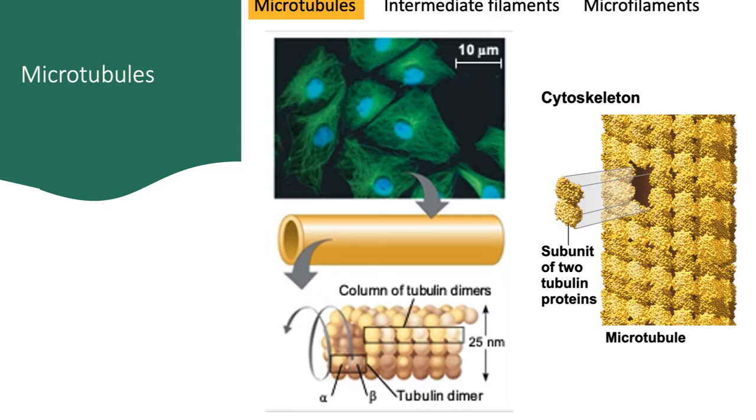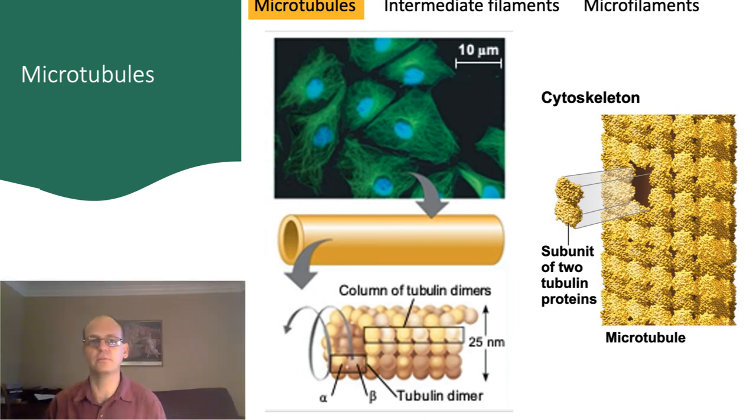The first element of the cytoskeleton we'll look at is microtubules. Microtubules are the thickest components of the cytoskeleton, and they're composed of a protein called tubulin. Actually, the basic building block is a dimer of two proteins, alpha tubulin and beta tubulin. The tubulin assembles into a hollow cord that consists of an equal number of alpha and beta tubulin.